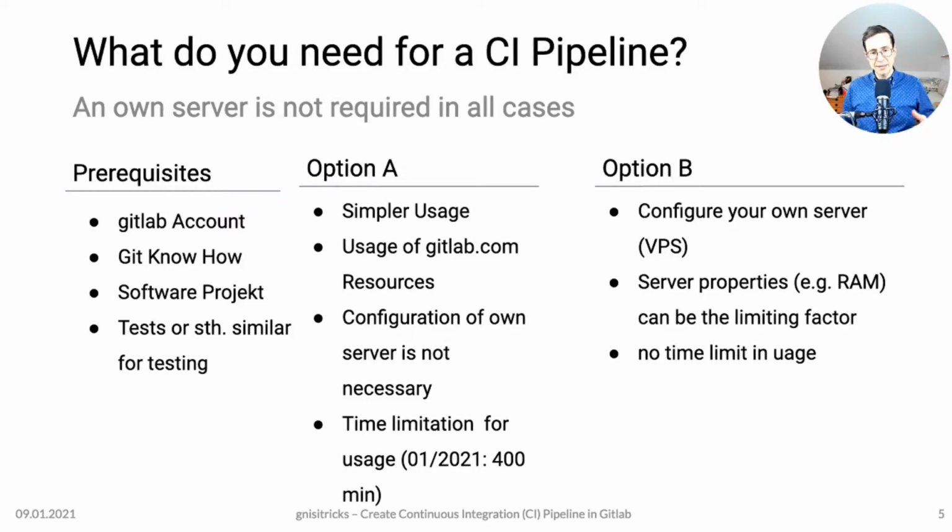And option B is probably also the more complex one, but here you can configure your own server. The server properties depend pretty much on how fast your CI pipeline runs and also how many CI pipelines you can run in parallel. But the main aspect is you don't have any time limit in usage, so the 400 minutes limitation does not hold true for option B.